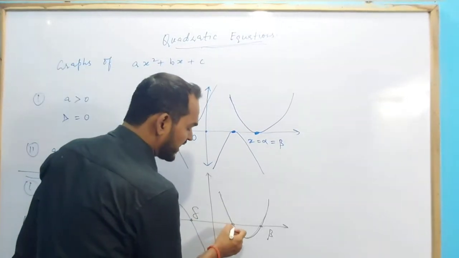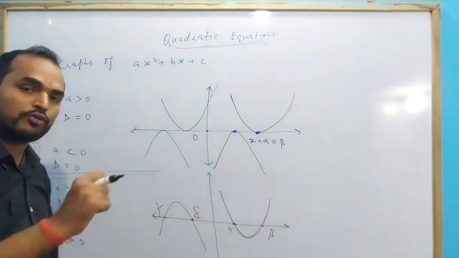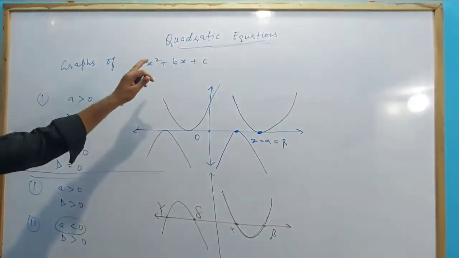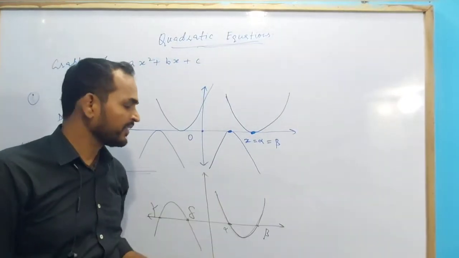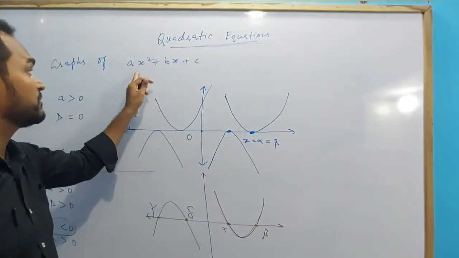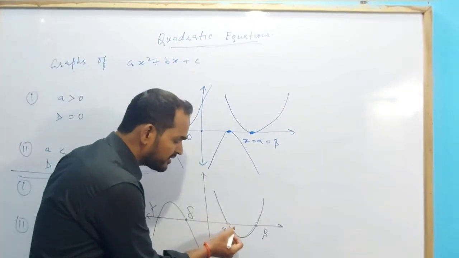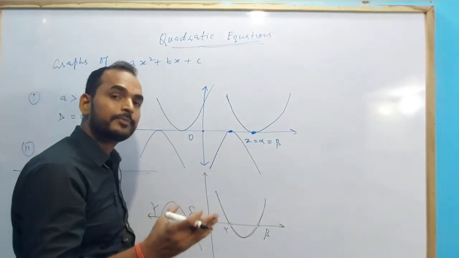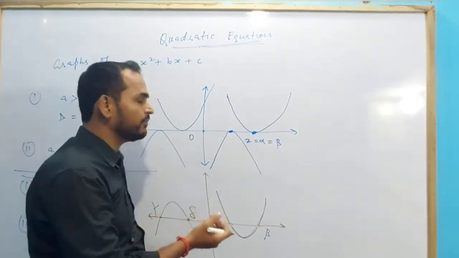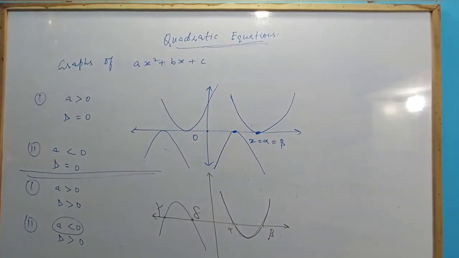Similarly here, it has intersected the x-axis at two distinct points, and these two distinct points are the roots of the equation ax square plus bx plus c equal to 0. This graph is for the expression ax square plus bx plus c, but these points are the roots for the equation ax square plus bx plus c equal to 0. Just keep it in mind. It is very imperative to understand. So let's proceed.